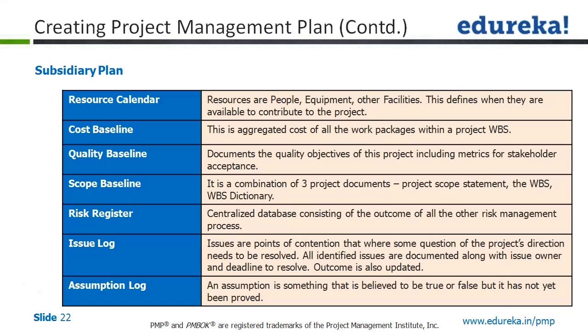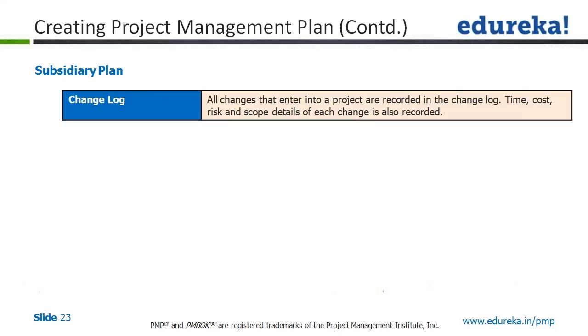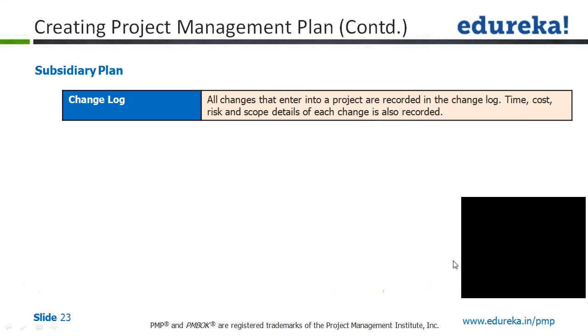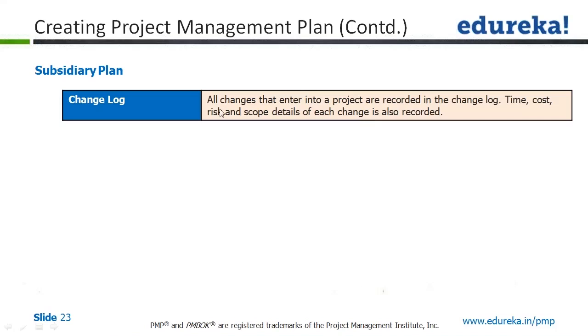Then comes an issue log. All the issues are identified and there is a numbering system, so a log is maintained. There is also an assumption log: once you execute a project, you make various assumptions, so even those assumptions are documented. Then comes the change log. All the changes we make in a project are recorded in a change log that gets created, and these are also closely related to your change management plan.